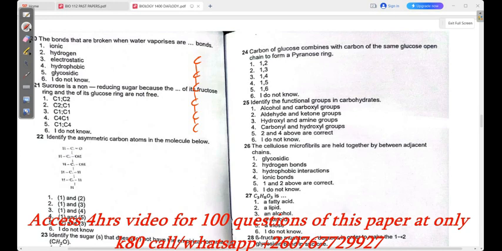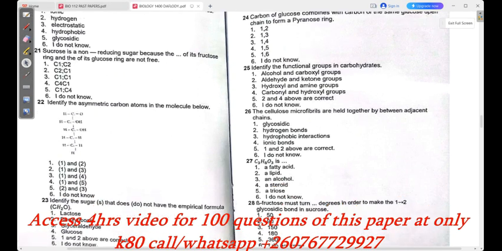So the correct answer is carbon 1. This will be 1, 2, 3, 4, 5, 6. It's the carbon that is next to the last carbon. This one will attack carbon 1 to form a pyranose ring. So it has to be carbon 1 and carbon 5. So option 5. If you want to know more about the pyranose ring and furanose ring, you should watch our videos on carbohydrates. This is where we explain.